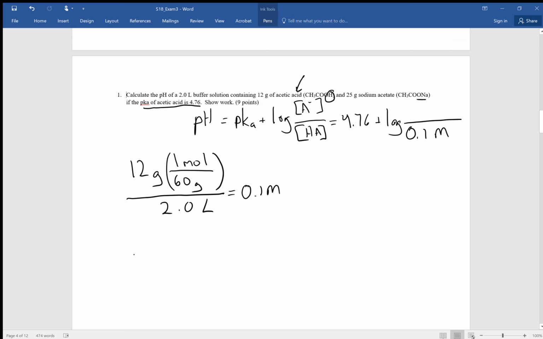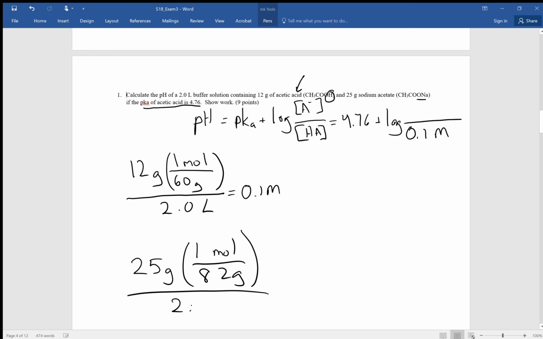For sodium acetate, we need to do the exact same type of calculation. 25 grams divided by its molar mass, 1 mole over 82 grams. That gives us the number of moles, and we can divide that by the volume to get the concentration of 0.15 molar. So we plug that in here.